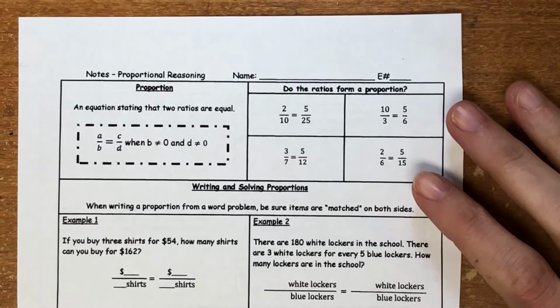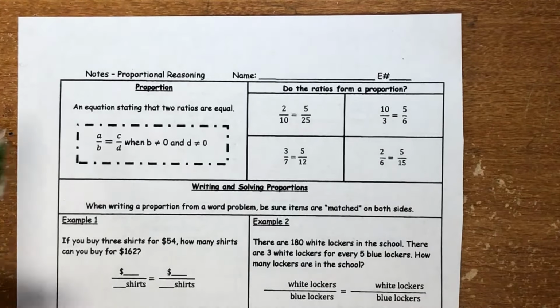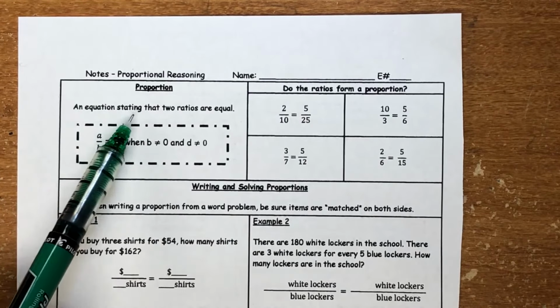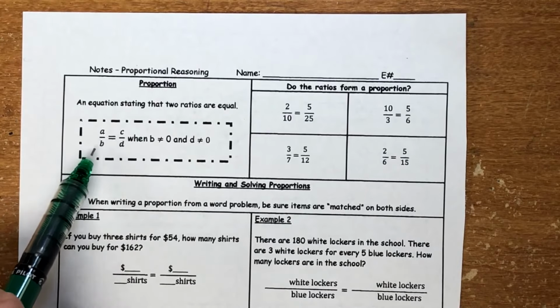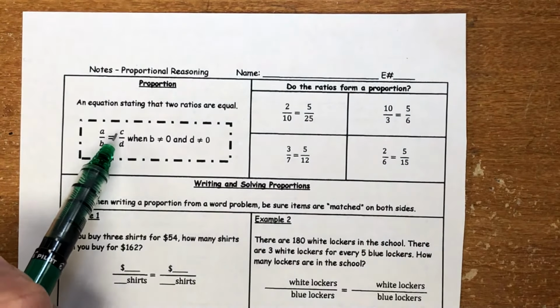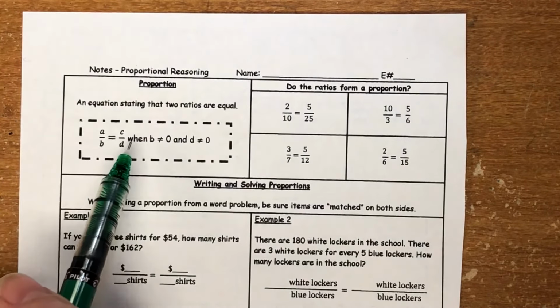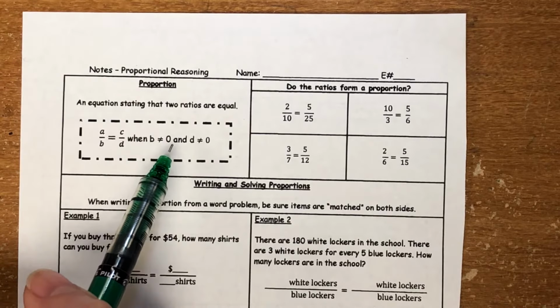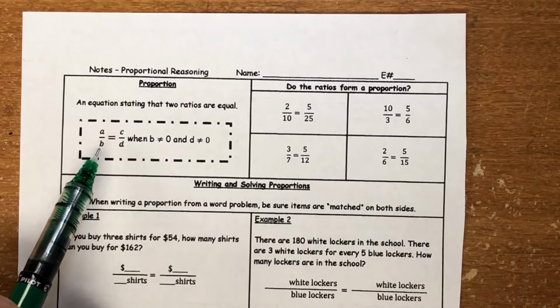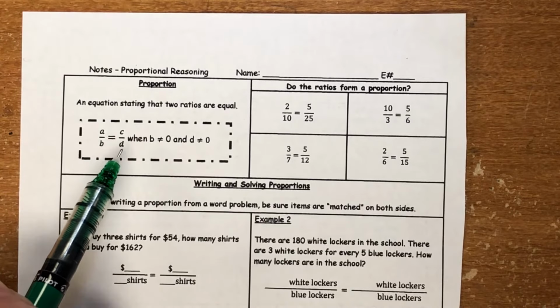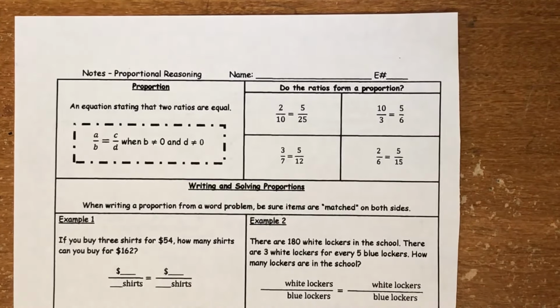Right, proportional reasoning. So remember, a proportion is an equation stating that two ratios are equal. So we have A over B equal to C over D, when B is not 0 and D is not 0. In other words, the bottom number of your fraction cannot be 0, okay?